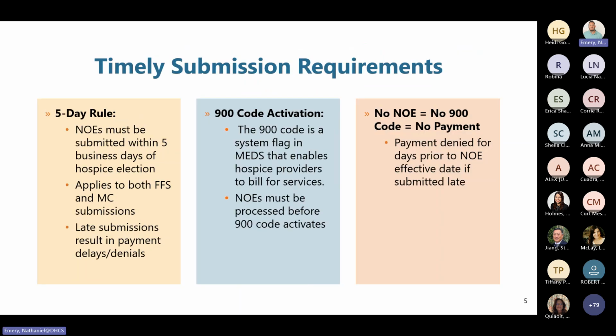NOEs must be submitted within 5 days of the hospice election date. That is a strict requirement. Submitting late can result in delayed or denied payments. And here's the critical part. If an NOE isn't submitted, the 900 code, which is a system flag in MEDS that allows hospice providers to bill for services, won't activate. No 900 code means no billing, and no billing means no payment. So that's why timely submission isn't just important, but it's essential.